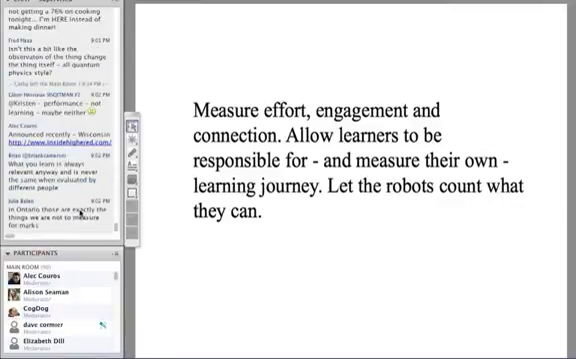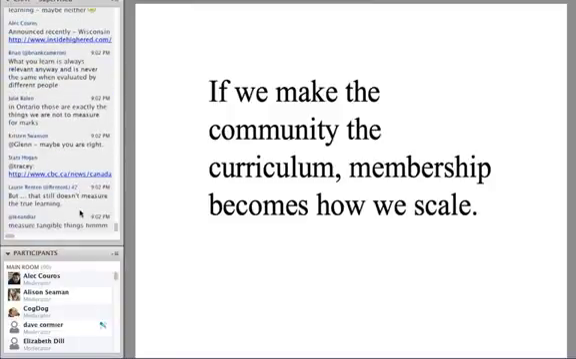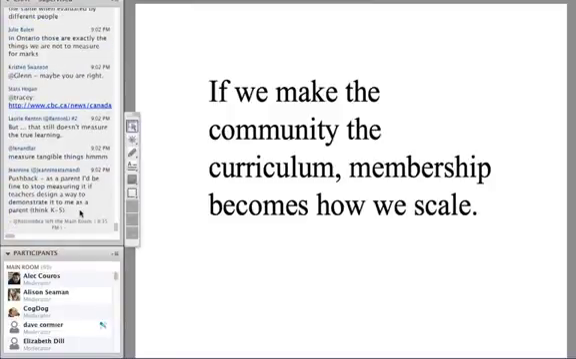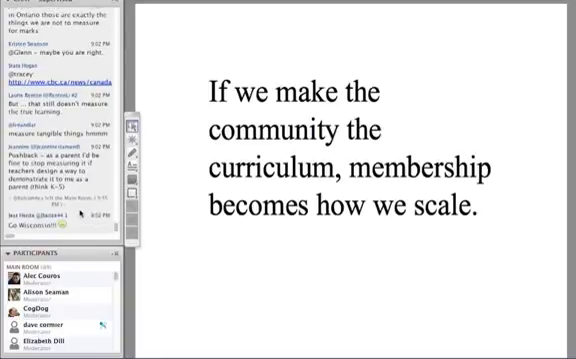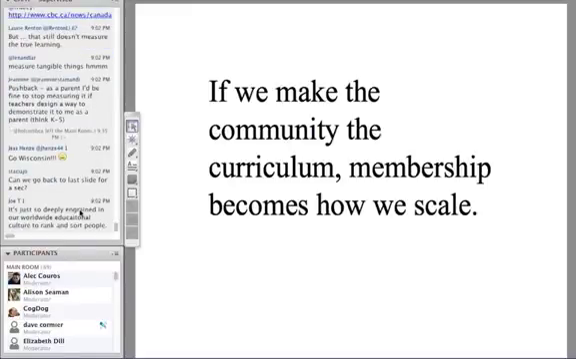Then I think, and we make the community the curriculum, right? Then it's all about membership. It's all about belonging. And I think that if you can become a member inside of a community of knowing, right, that means that you know how to use the language. It means that you know how to interact.